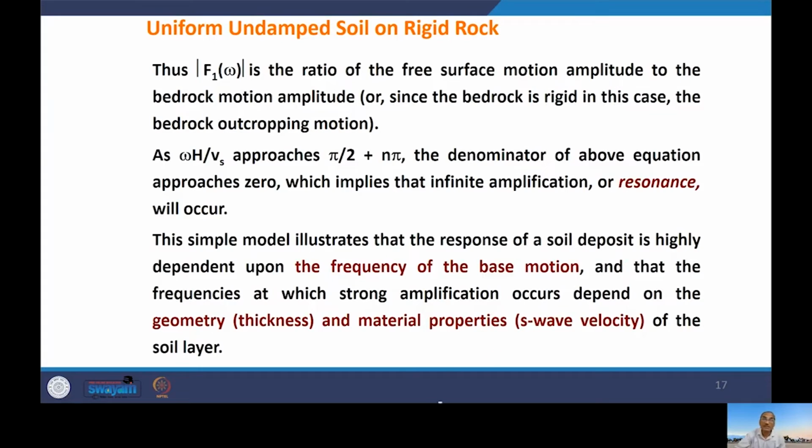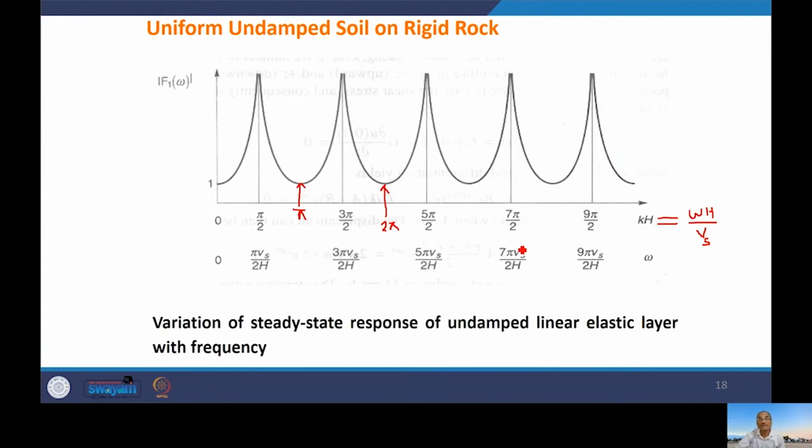So that means in 1D ground response analysis, as your frequency of excitation varies, your amplification will keep changing. Okay, so this depends first of all on the frequency of base motion, and it also depends on the geometry, that is the thickness of the layer H, and the material property, that is the shear velocity of the soil. And one thing is sure here, that in any case the value of F1 omega will not be less than 1, always more than 1. It is 1, then starts going to infinity, then again comes down, becomes 1, again goes to infinity. So this is the variation of steady state response for an undamped linear elastic layer.